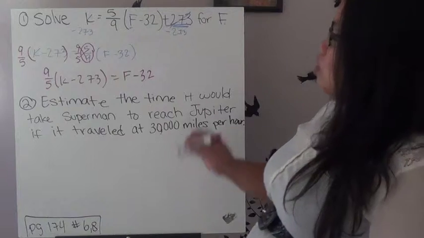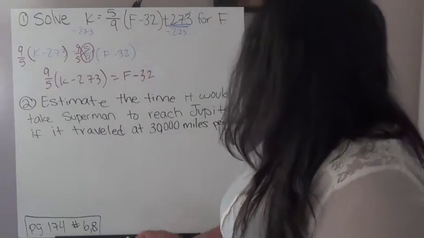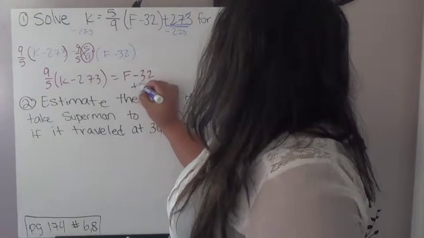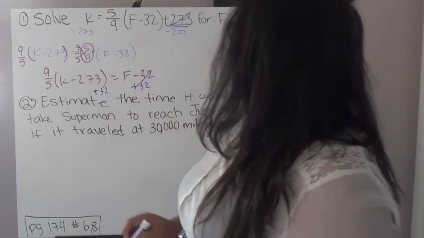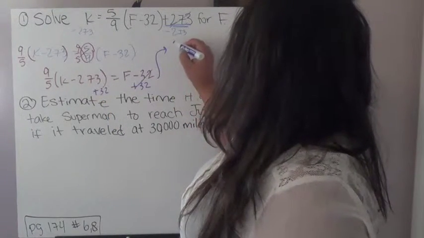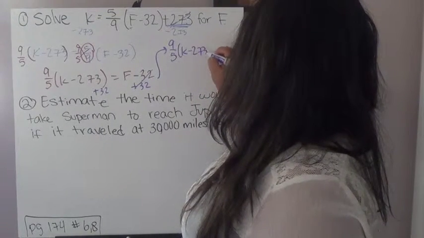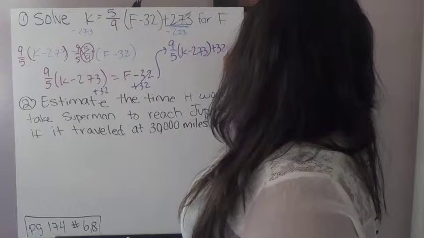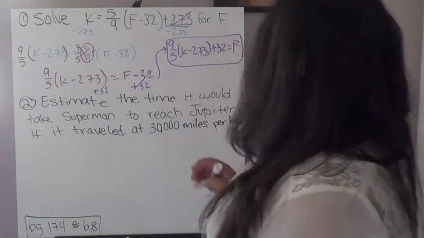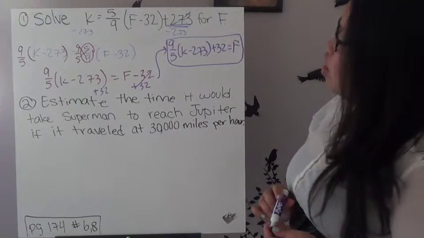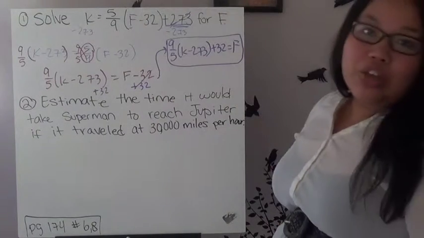Now I want to move the last friend of F, which is minus 32, so I add 32 because it's the opposite, it cancels out. So my final answer is going to be 9 over 5 (K minus 273) plus 32 equals F. So when they want you to solve for a particular letter, they basically mean to isolate the letter, get rid of all its friends and bring it to the other side.